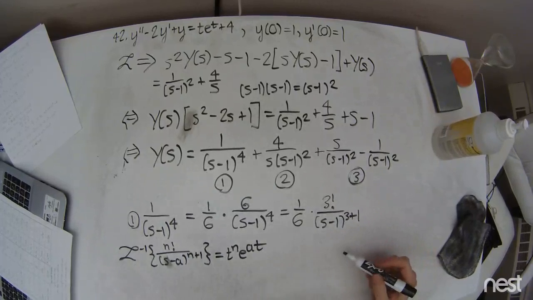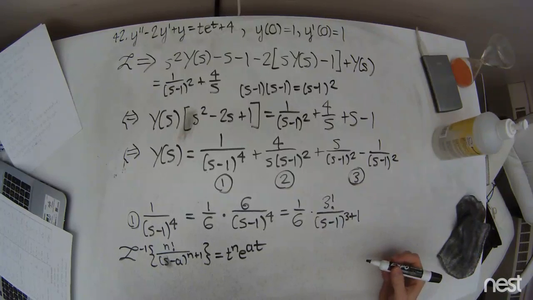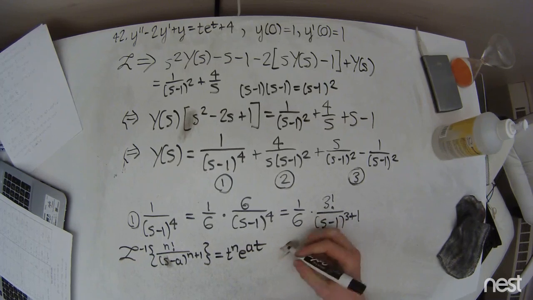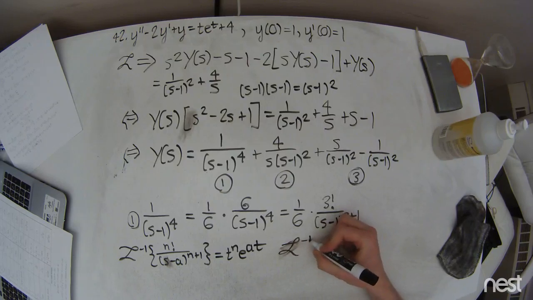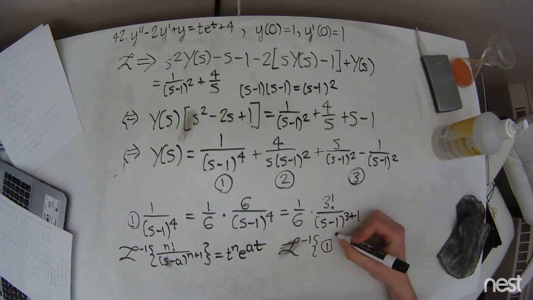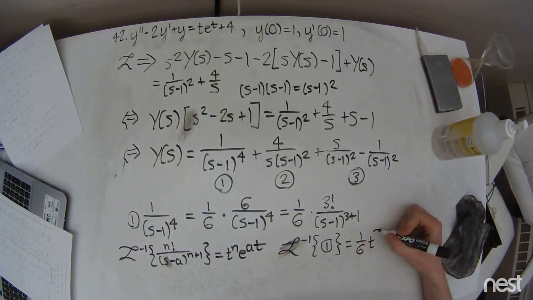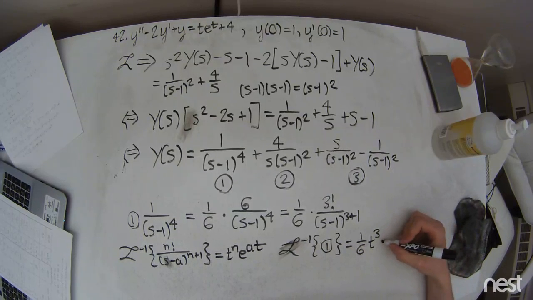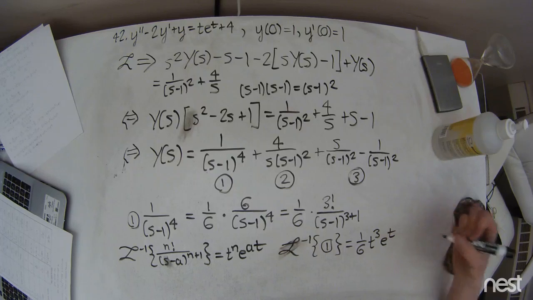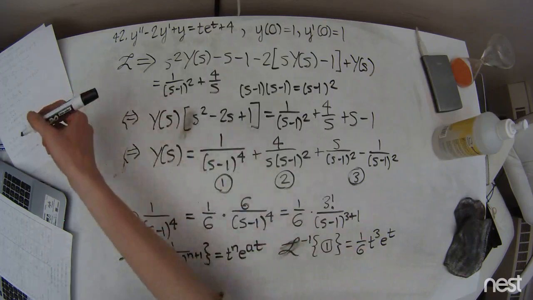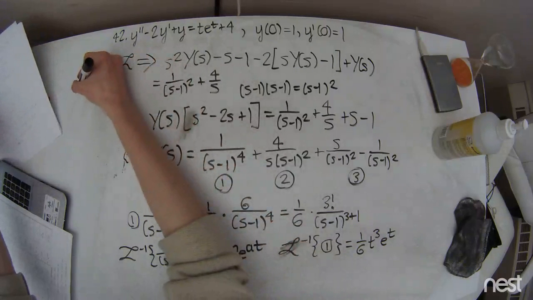Alright, so using this fact, we can see that n is 3 and a is 1. So then, if we take the inverse Laplace transform of 1 over (s minus 1) to the fourth, we're going to get 1 sixth times t cubed times e to the t. Alright, so now we're just going to keep this as a reference for later, so let's write that somewhere. Let's do that up here.